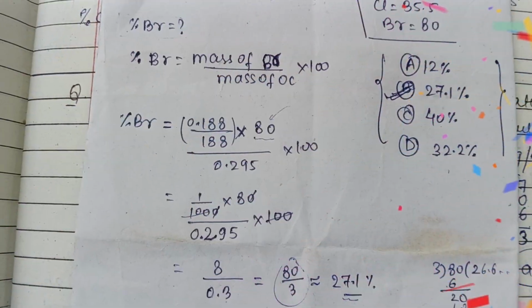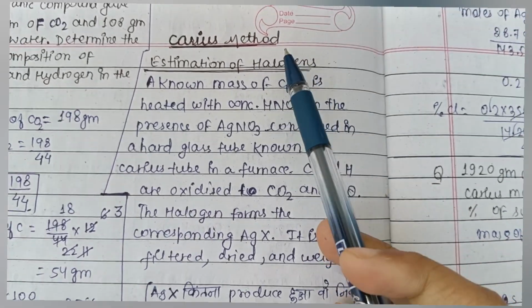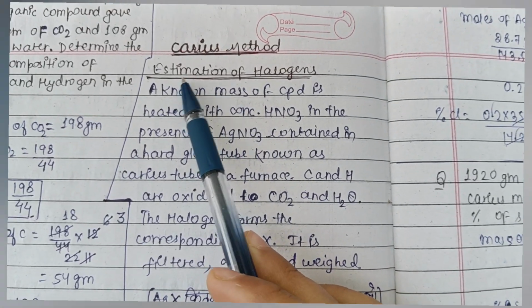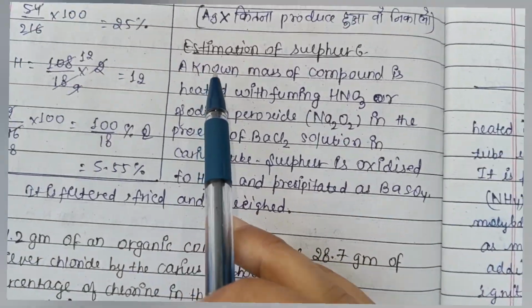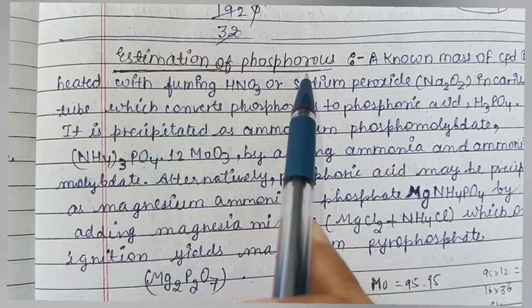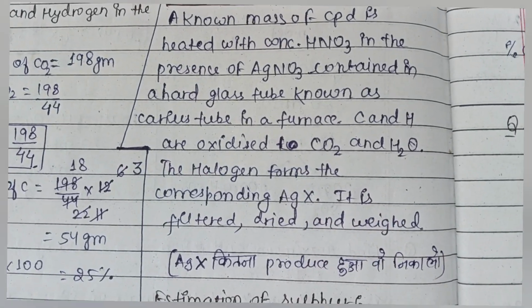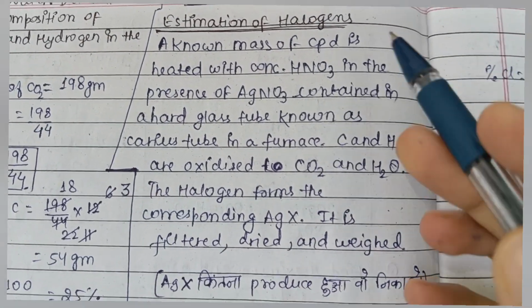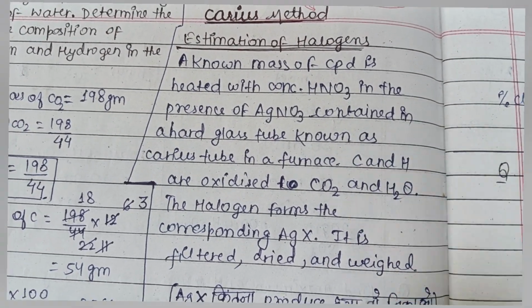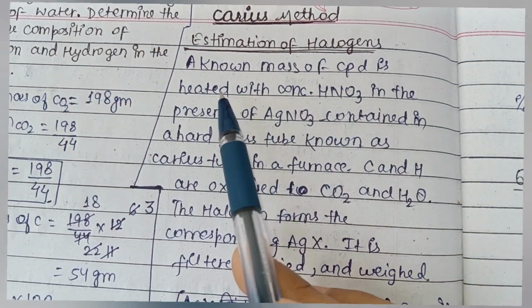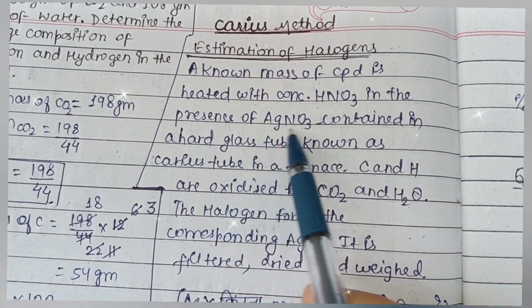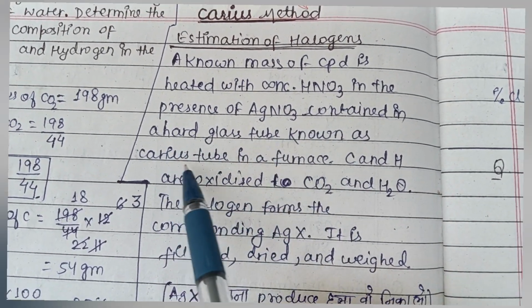Now if you want to understand what the Carius method is, the Carius method is basically used for the estimation of halogens, sulfur, or phosphorus. Let me read it through, because sometimes they ask questions from the theory, so for that we need to understand it. A known mass of compound is heated with concentrated HNO3 in the presence of AgNO3 contained in a hard glass tube known as a Carius tube in a furnace.